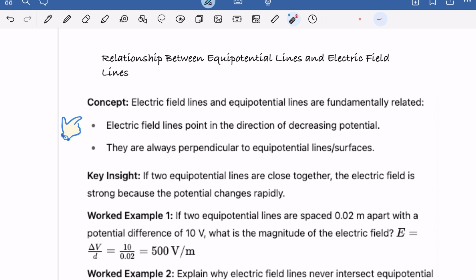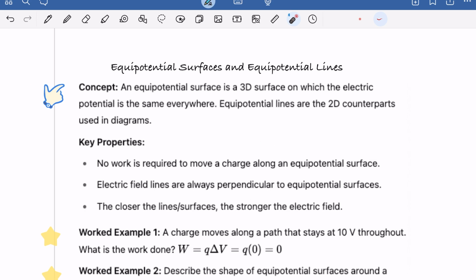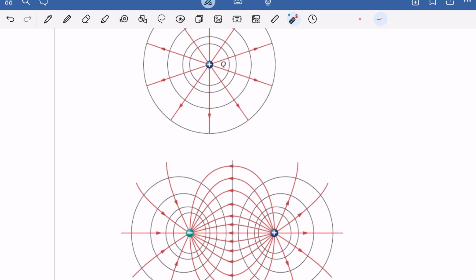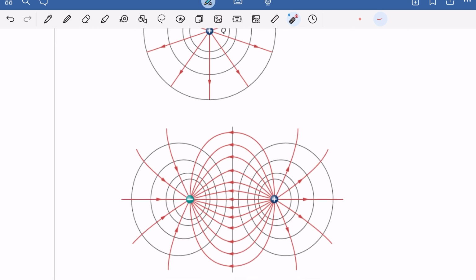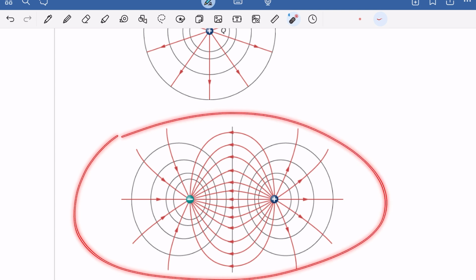So electric field lines always point in the direction of decreasing potential. Remember that? Because for a positive charge, the potential decreases to 0 at infinity. By the by, you also have the electric field and equipotentials due to two opposite charges, as shown in the diagram here. You just need to be able to recognize them.